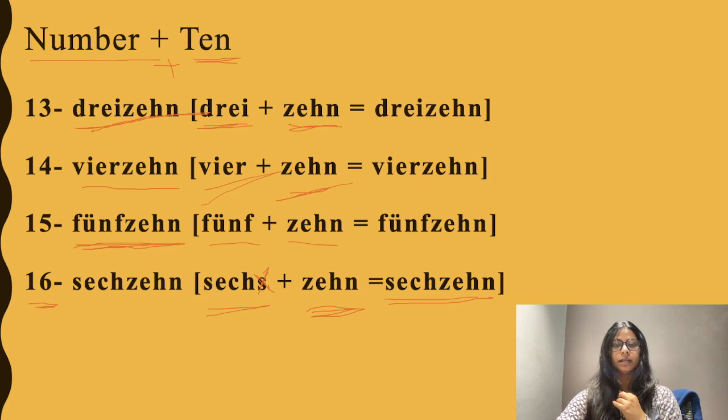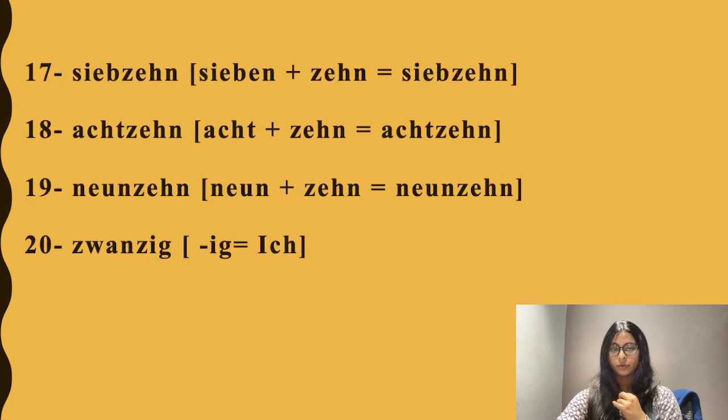Now similarly, 17 is also slightly exceptional because we put number 7 and then we put 10, but instead of siebenzehn we write siebzehn. So in this case you remove the en from sieben, okay, and hence we get siebzehn, okay.